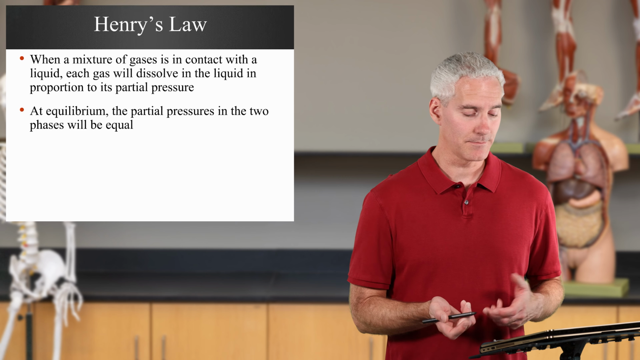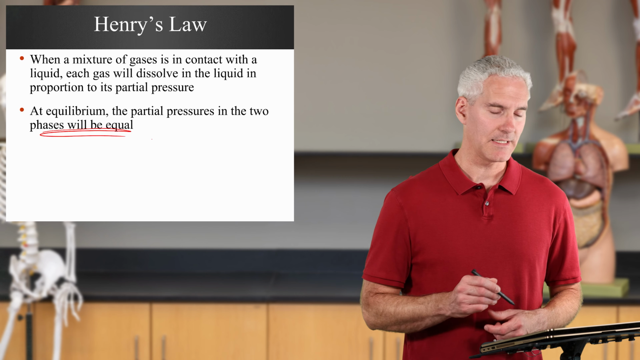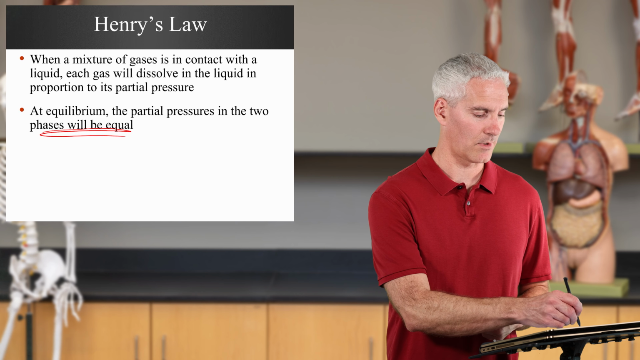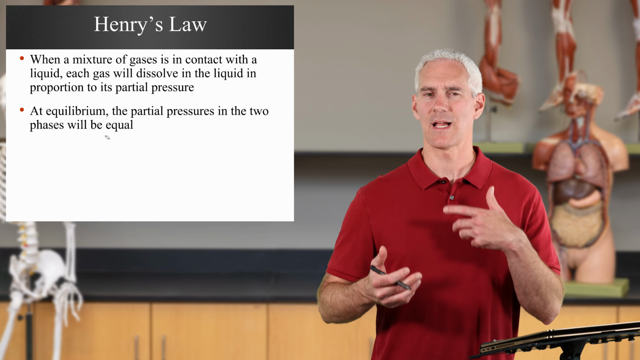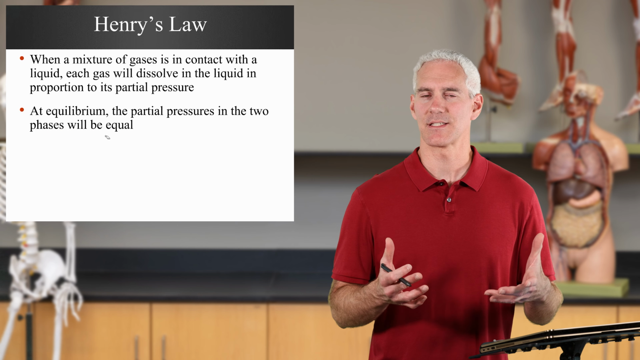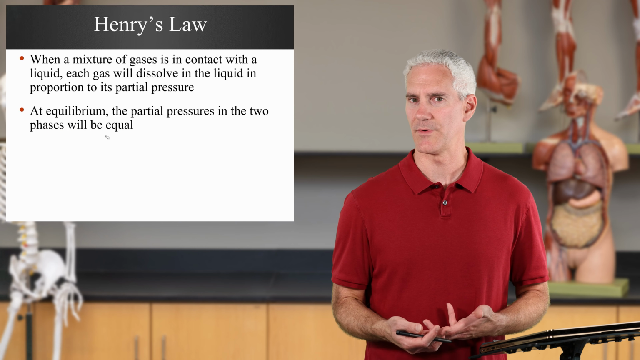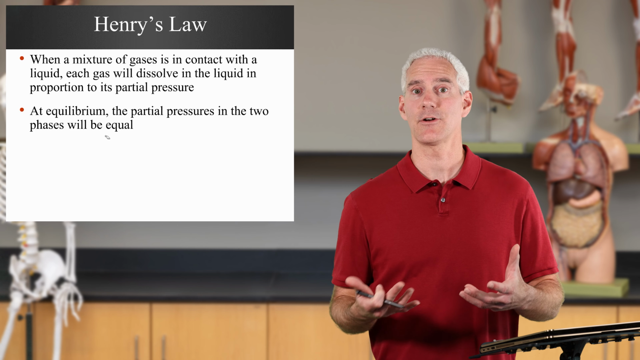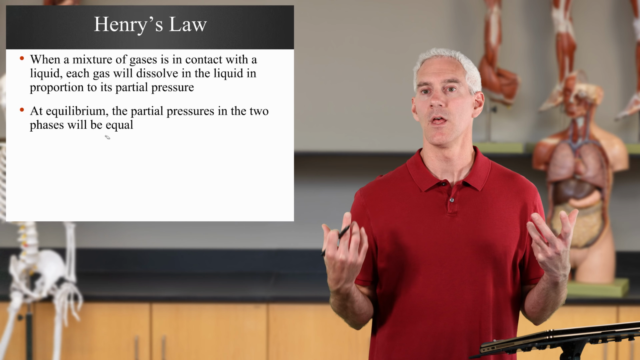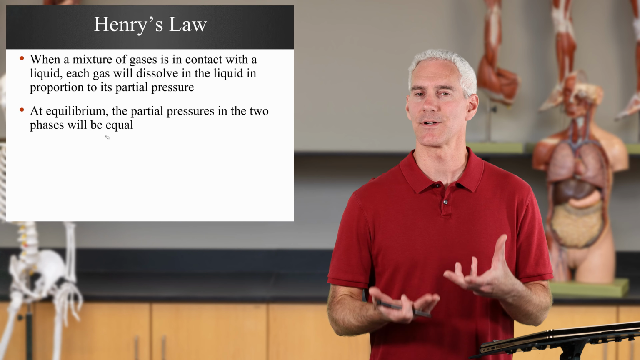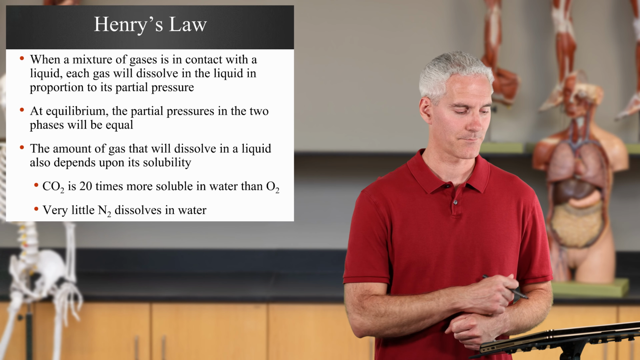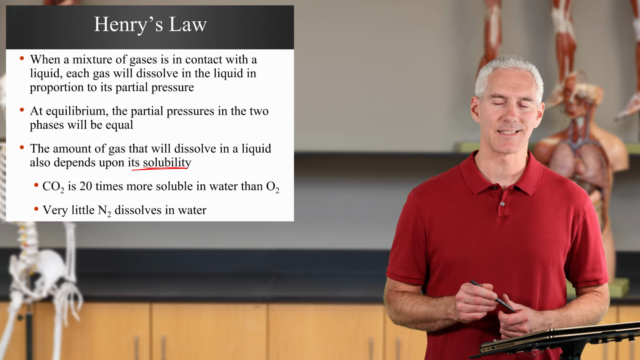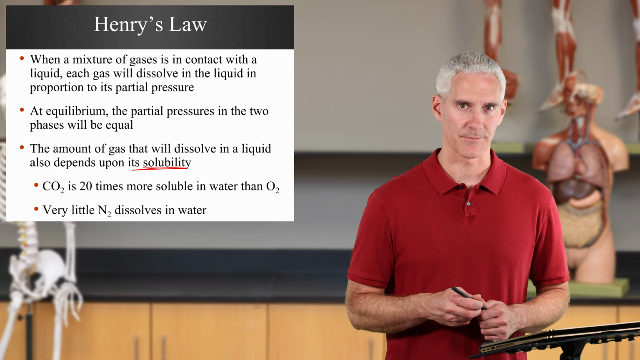Now, at equilibrium, they should be equal. The partial pressure in the two phases, air and liquid, should be equal. But we're not staying at equilibrium. We're not staying exactly the same. Our blood's flowing, our blood's moving. So the blood that was in your lungs a few seconds ago is not there anymore. It's already moved out. Different bloods come in with a different composition of gases. So the amount of gas that dissolves is really depending on its solubility as well as some of that pressure.